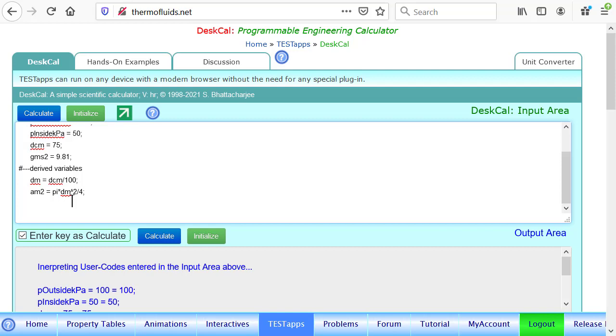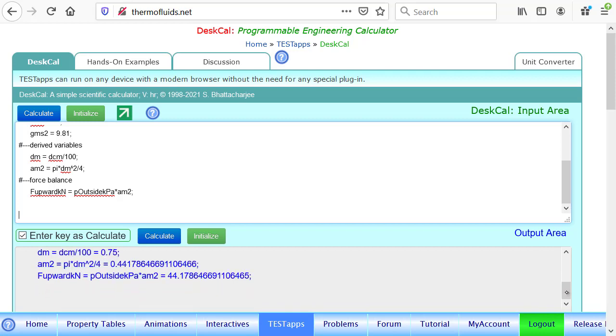So now we can start doing a force balance here. So we'll write another comment. Force balance. Essentially, we want to equate the downward force with the upward force. If you recall, the upward force is known completely. In kilonewton, that will be pressure outside in kPa times the area of the piston in meter square. So let's make sure these values are being calculated. Yes, the upward force is 44 kilonewton.